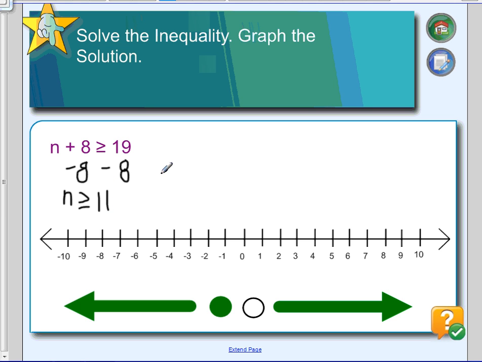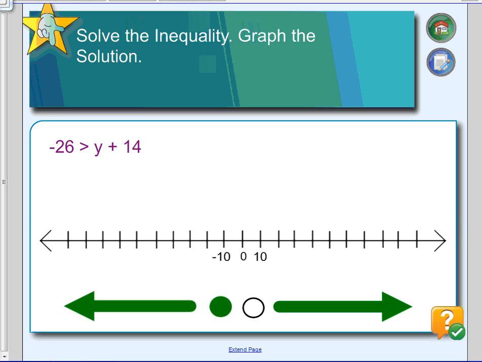Because I have a greater than or equal to, my circle is going to be closed. And because of the way that it's facing, we're talking about everything greater than 11. So our number line is going to go this way, to the right.